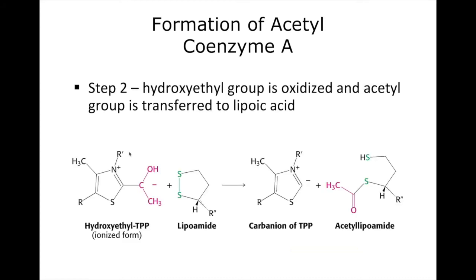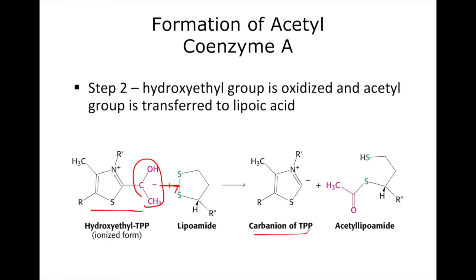Okay. So here we're looking at the active site of the E1 portion where we have the hydroxyethyl TPP intermediate, and here comes that lipoamide. That long arm is going to swing from the E2 portion into the active site of the E1 portion of our complex. What's going to happen is this hydroxyethyl group is going to get transferred over to the lipoamide. You can see that here.